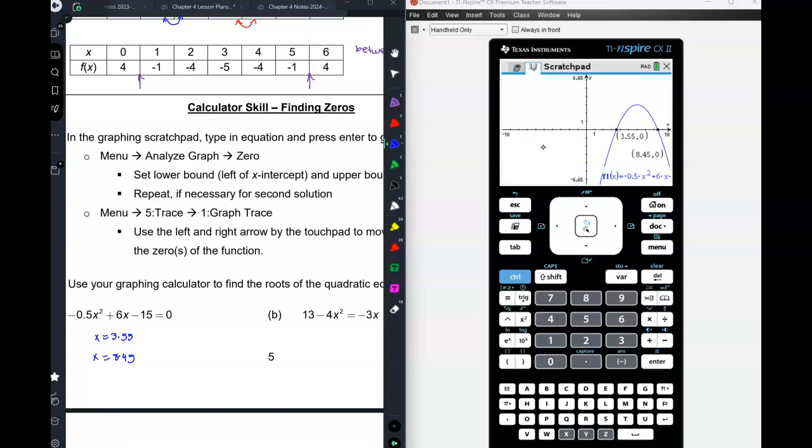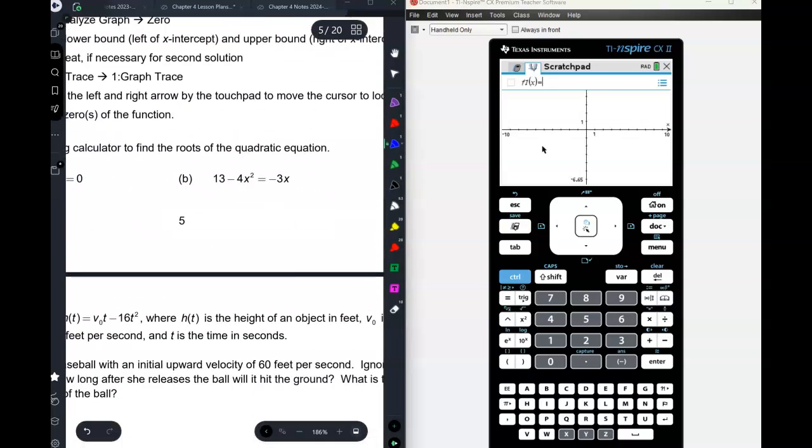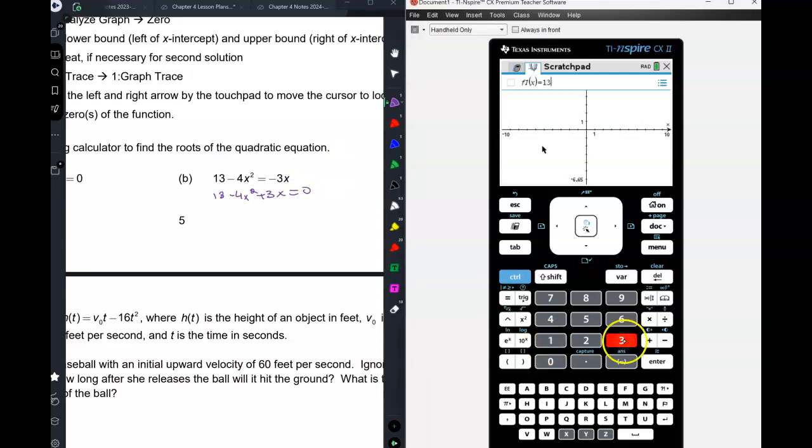Okay? All right, so for the next one, I'm going to show you a different way. So what I want you to do is press Doc B and reset your screen. Press the calculator button. For this one, bring everything to the same side, right? So it's going to be 13 minus 4x squared plus 3x is equal to 0. So 13 minus 4x squared plus 3x. Remember, we're not putting in the equals 0. All right? Enter. Here we go.